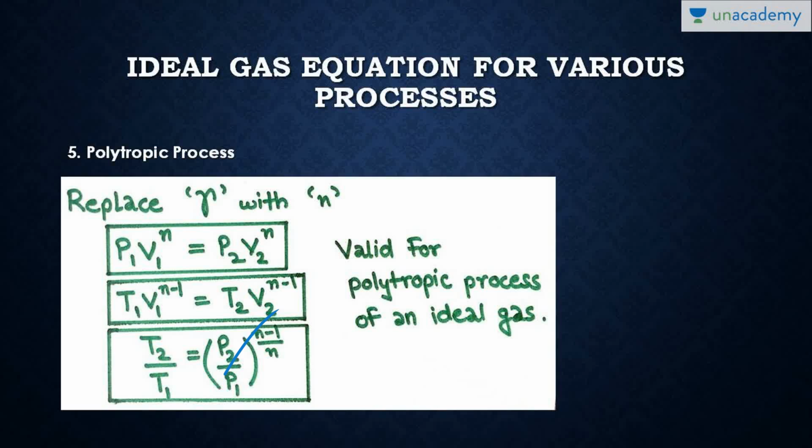We have, first of all, calculated the work transfer in closed system, then we have found the work transfer in various processes, then the representation of various processes on PV diagram, then adiabatic and isothermal, and in this particular lesson I have told you the ideal gas equation for various processes.